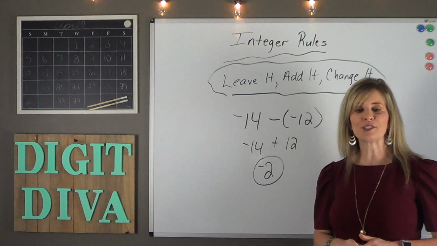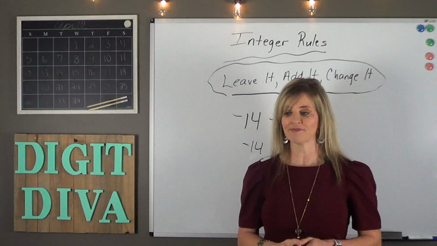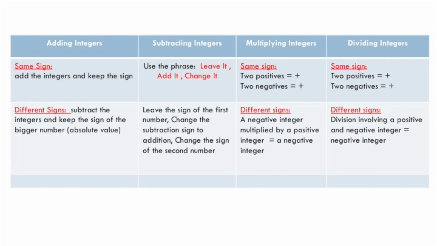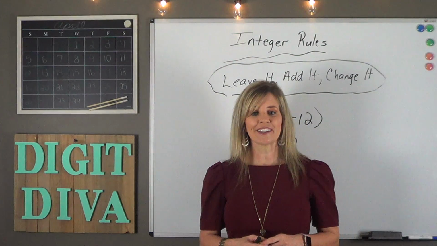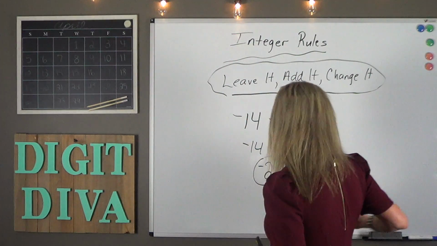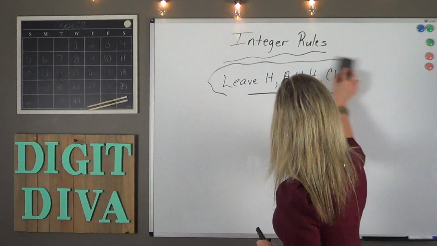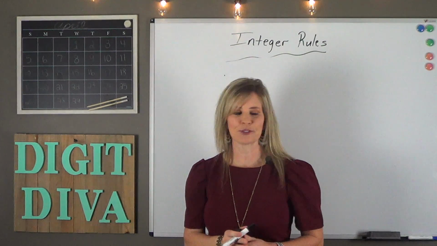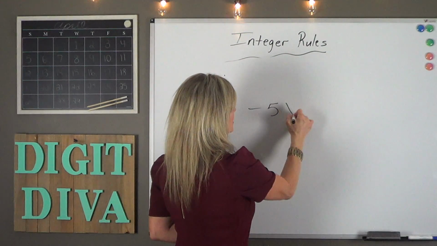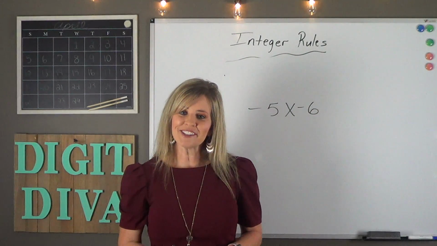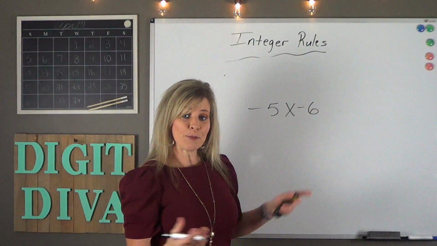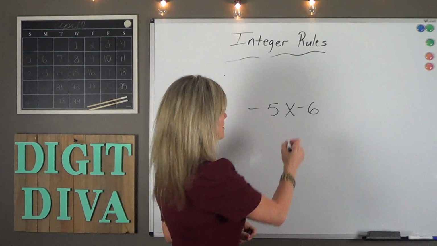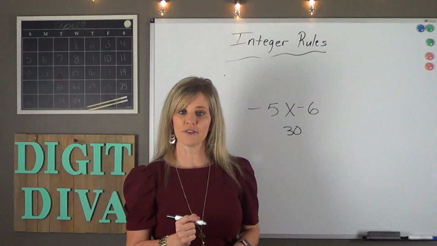All right, let's move on to multiplying integers. Same sign, 2 positives equal a positive. 2 negatives equal a positive. So let's practice doing some of those problems. All right, so we're going to practice multiplying integers. So if we had negative 5 times negative 6, their signs are the same, so that's going to equal a positive. 2 negatives equal a positive. So my answer would be a positive 30.